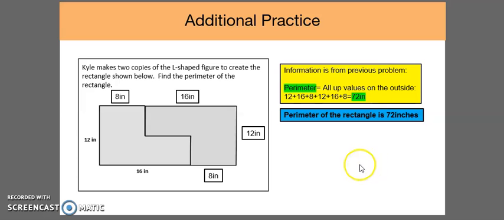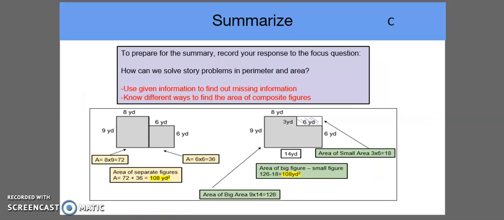Now we're going to move into our summarization. To summarize, how can we solve story problems in perimeter and area? Use given information to find out missing information, and know different ways to find the area of composite figures.